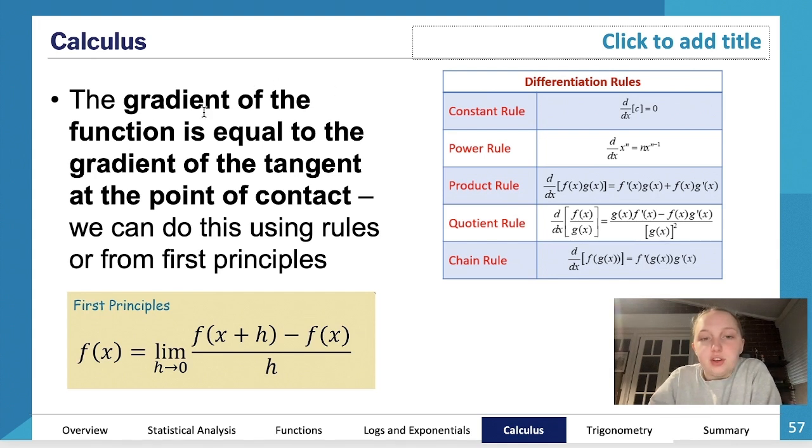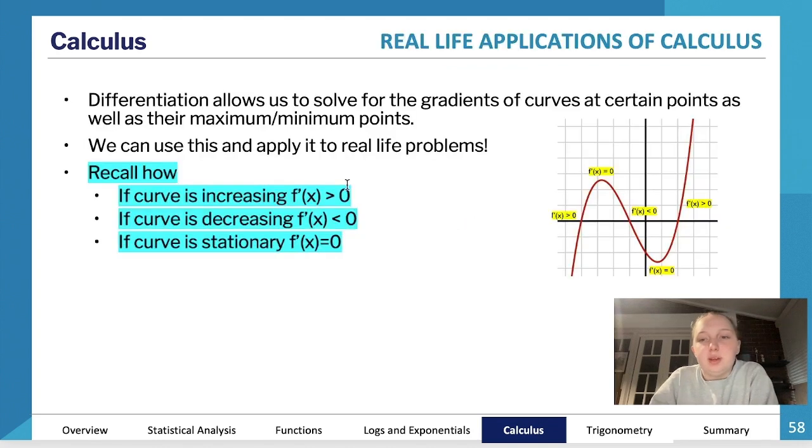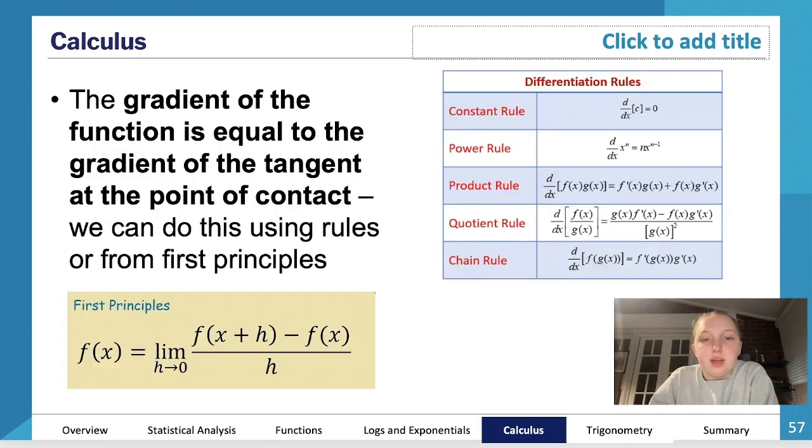So the gradient of your function is equal to the gradient of the tangent at the point of contact. I'm just going to quickly do this so you guys can see a graph. So the gradient at this point is just equal to the gradient of the tangent at that point. Okay, so one way you can do this is by looking at first principles.